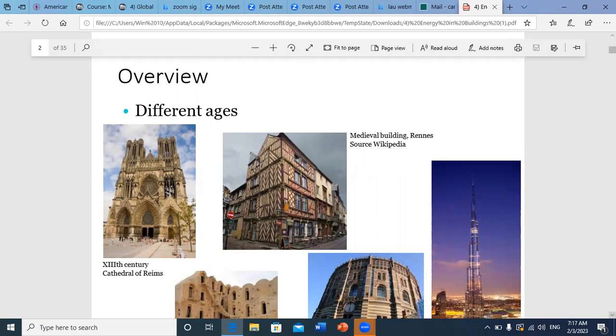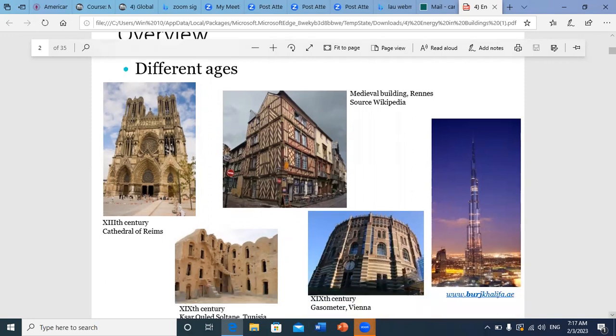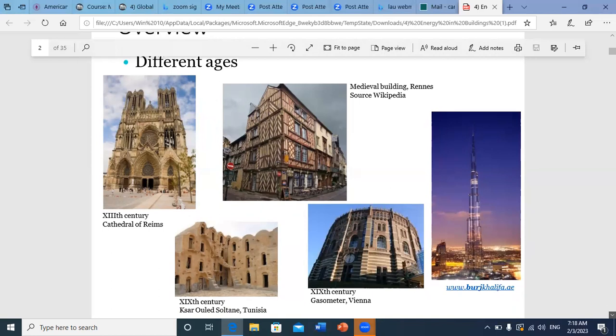So in this chapter we'll try to tackle all of these questions. Now, as an overview, energy in buildings was a very important field in different ages. So we can see here different buildings, and you can see the variation in architecture. In all cases, which materials to use, which architecture to use, what are the different aspects that will affect energy consumption were one of the main concerns when we build our building.